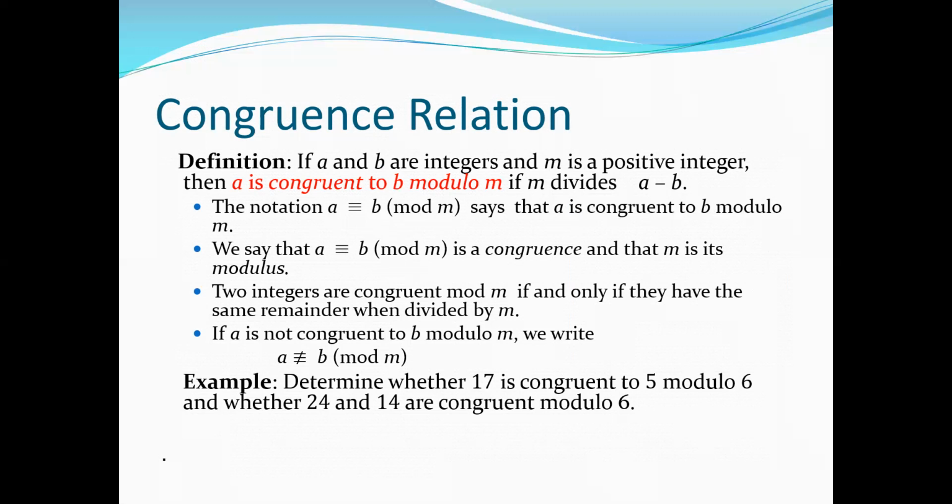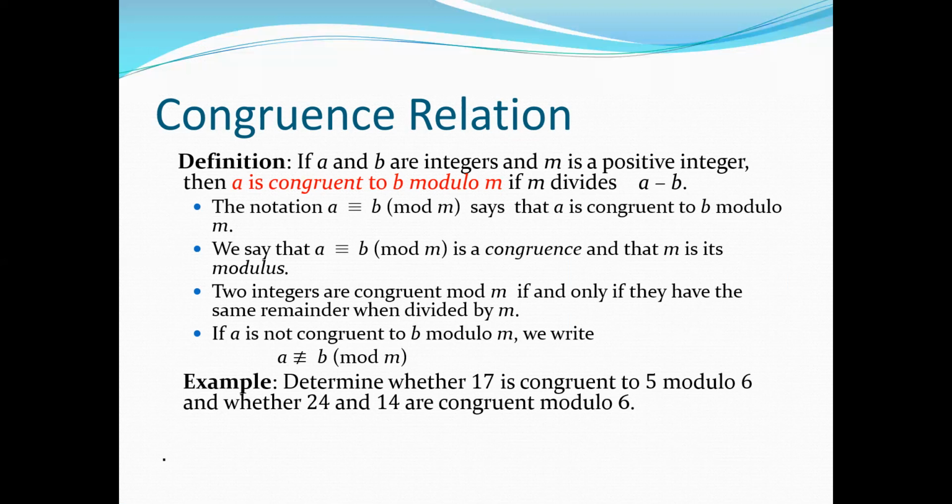And in case it doesn't conform with the congruence relation, this will be our notation. We just put a slash on the three lines. It means a is not congruent to b modulo m. So when we subtract b from a and then divide the result of a minus b by m, it doesn't yield an integer.